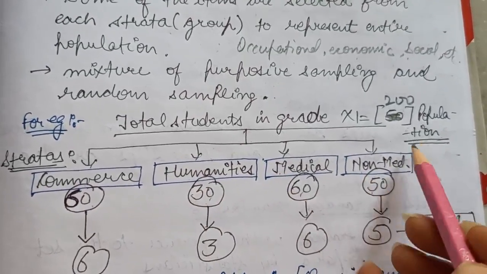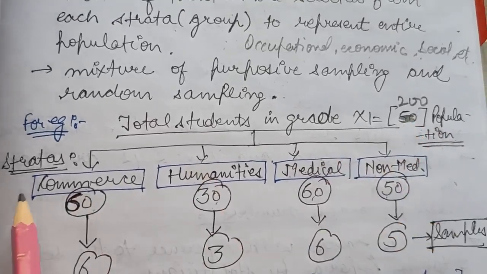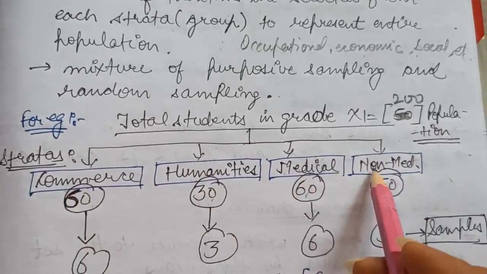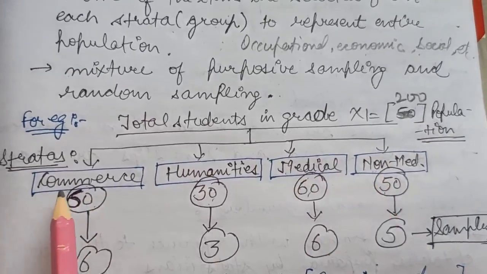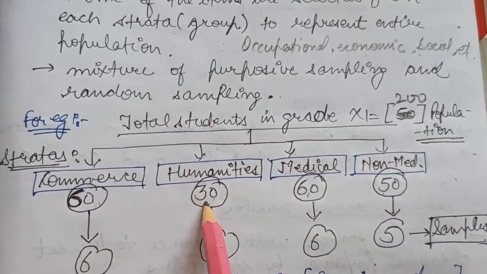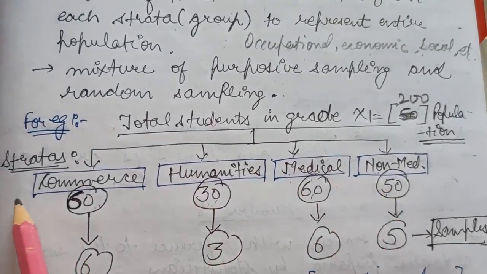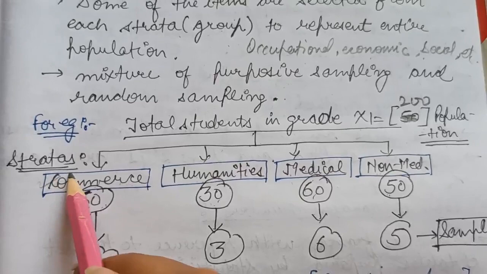That is, I have divided the whole population of 200 students into strata based on their streams. So in the commerce stream there are 60 students, in humanities 30, in medical 60, and in non-medical 50. Now we are done with the second step, that is, making the strata.